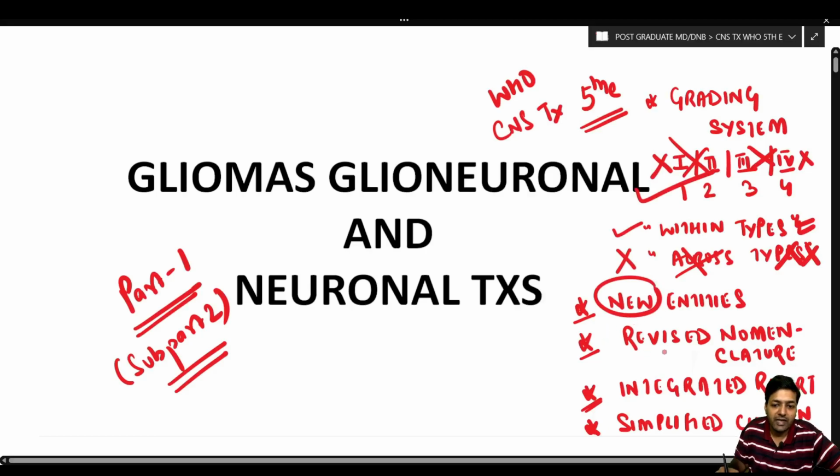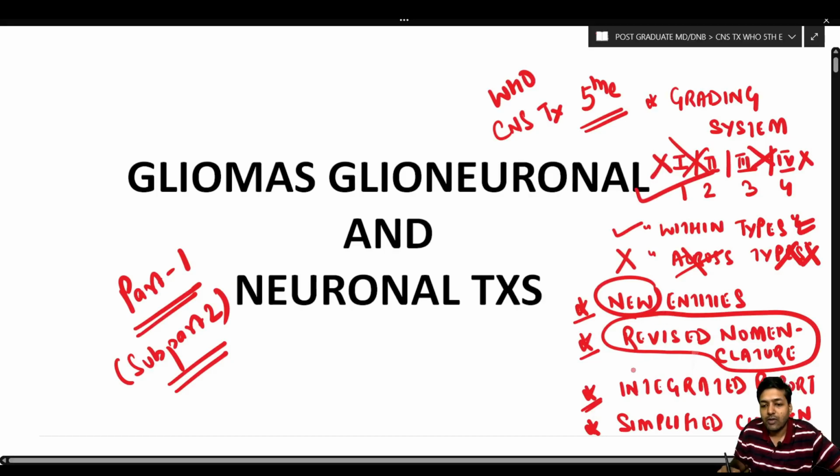Several new entities have been added to the latest edition of the WHO CNS tumor 5th edition. Many other terms have been revised, as we have already seen. For example, choroid glioma of the third ventricle is now labeled as choroid glioma only. Similarly, ependymoma classification has also changed and been revised in many ways. Certain tumors, for example astroblastoma, have been renamed as astroblastoma MN1 altered.